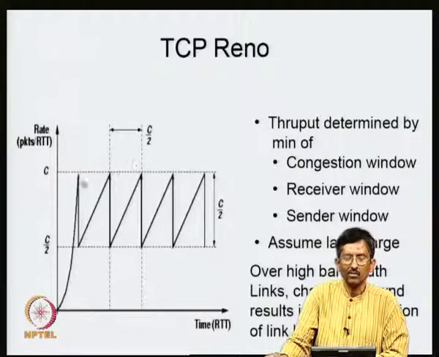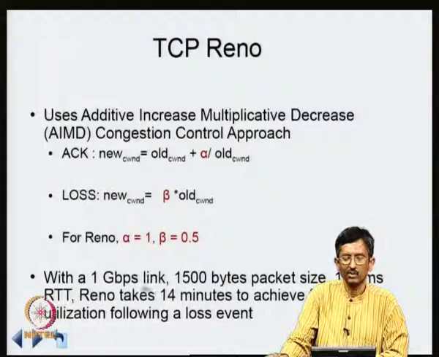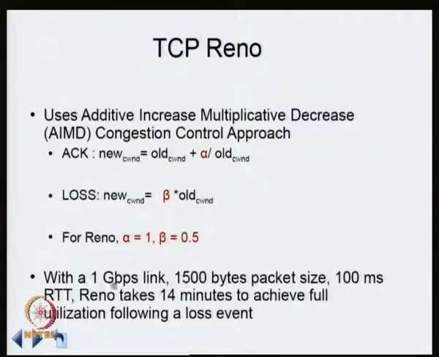Okay. Now, if I am able to send out 1000 packets, let us say my capacity is 1000 packets, that means I have to wait 500 round trips before I can get back to this, which is very slow. For example, you have a 1 gigabit per second link. Nowadays, these are available in wide area networks. 1 gigabit per second is definitely possible. Yeah, 1500 bytes packet size, 100 millisecond RTT. Then Reno will take a full 14 minutes to achieve full utilization following a loss event.